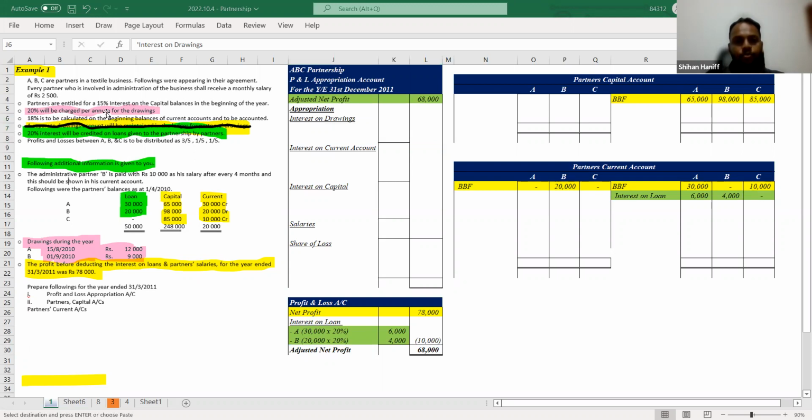Right. So 12,000 for A was taken on 15th of August. Year end is 31st March. So can you all tell me how many months we have to charge interest from A? How many months do we charge interest from A?